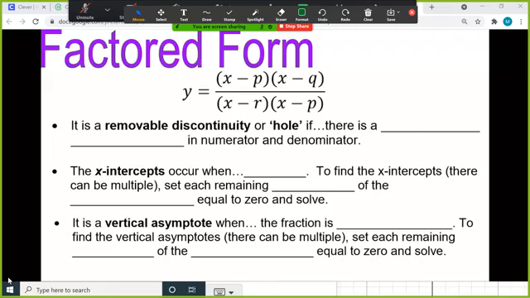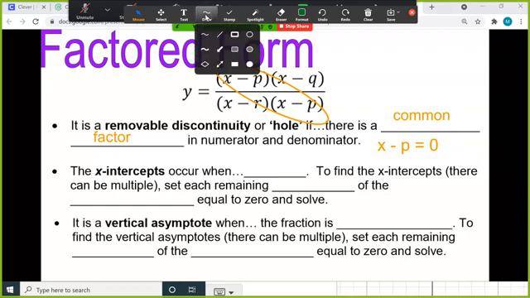We can actually factor the numerator and the denominator. So in factored form, if there's a common factor in both the numerator and the denominator, the graph is going to have a hole at that point. So if there's a number that's exactly the same, so right here, there's a minus p in the numerator and a minus p in the denominator, that means that's going to cancel out, and we're going to have a hole in the graph. And I'll show you what a hole in the graph looks like once we graph it.